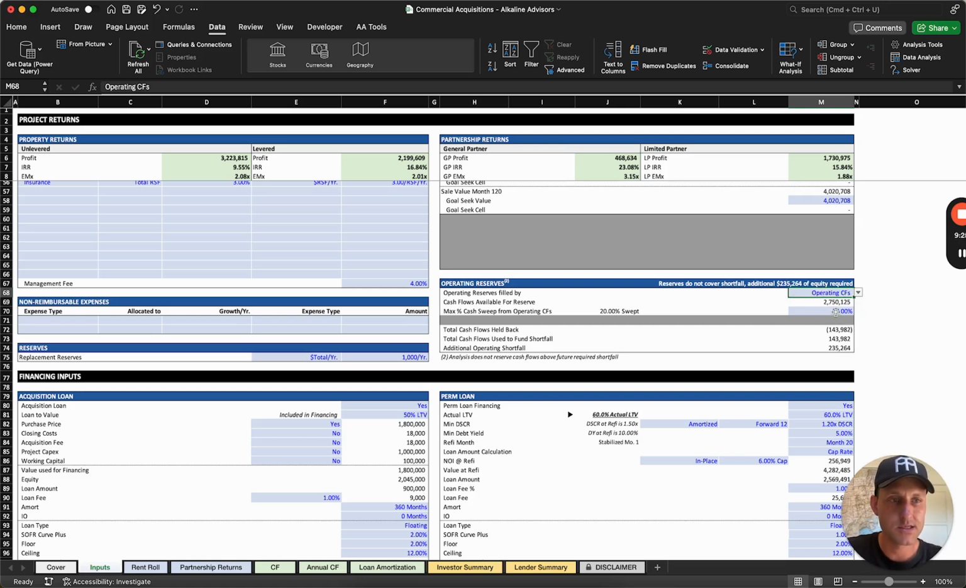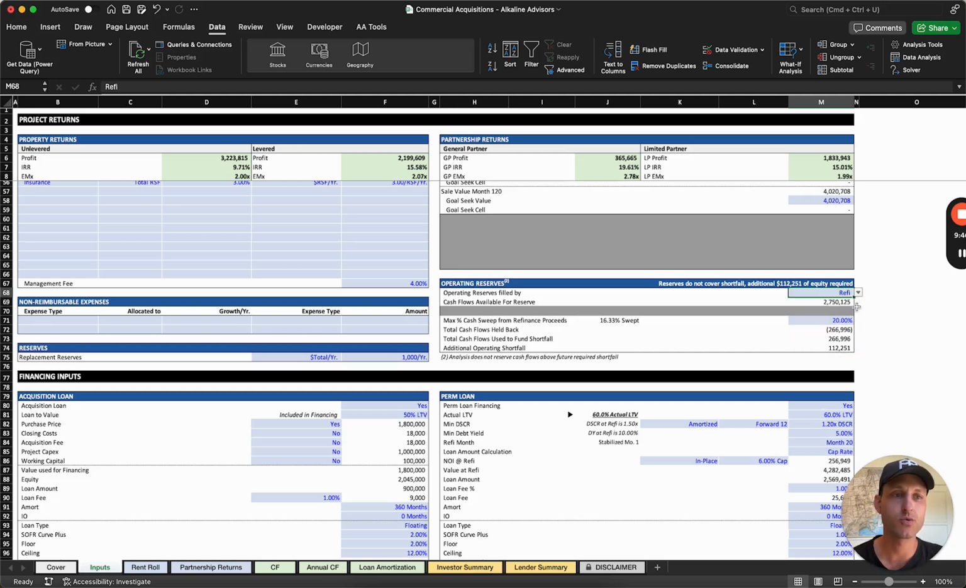So in this instance, we can choose what percent of the operating cash flows we're going to sweep to cover the shortfall amount. And you'll notice that even if we want to sweep 20% of the operating cash flows, based on the amount of operating cash flows and based on when the shortfalls actually occur, we're still going to be short $235,000. So we can also say we just want to sweep from the refi amount. In this scenario, we're going to be short $112,000 if we're just sweeping from the refi amount. And then ultimately we can say we're going to sweep from the operating cash flow and the refi amount. You'll see we're still short that $112,000.